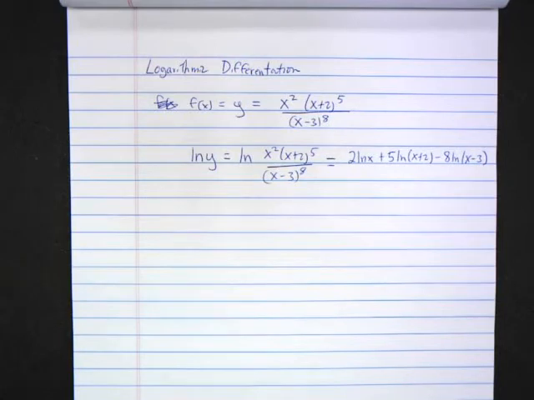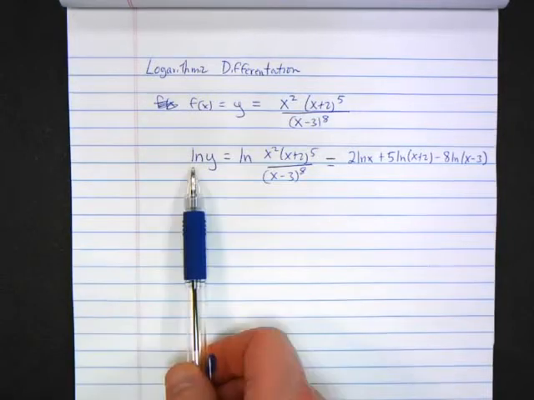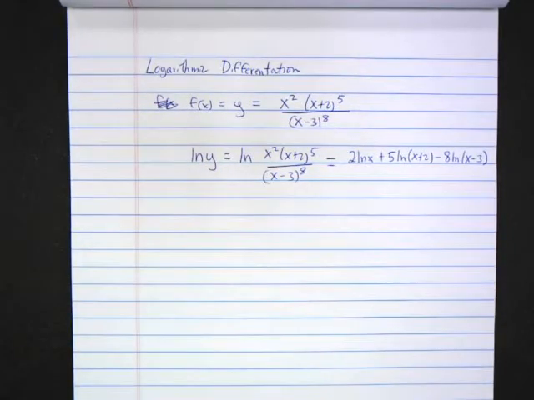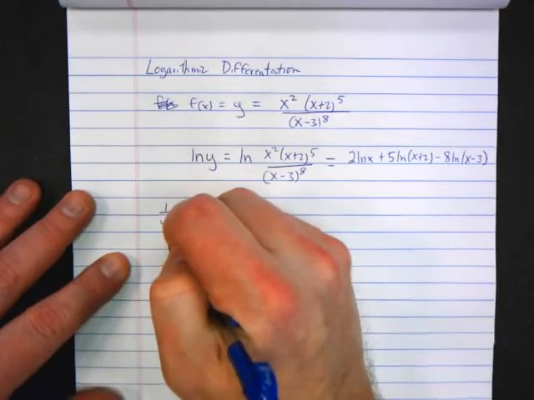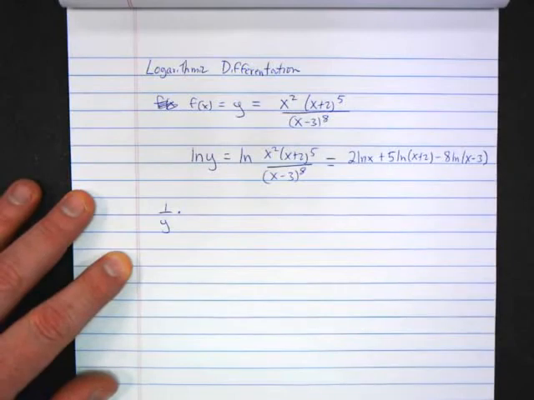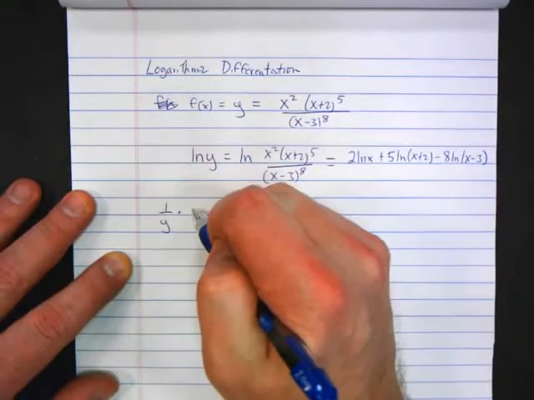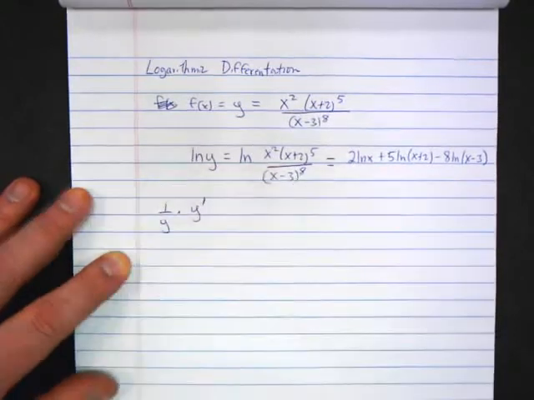And we just eliminated the quotient rule and the product rule. We're going to need the chain rule a little bit, but it's a very easy chain rule at this point. Now we take the derivative. On the left-hand side, what's the derivative of ln y? It's 1 over y, and then I need to take the derivative of the inside. What's the derivative of y? dy dx, or I could call it y prime.